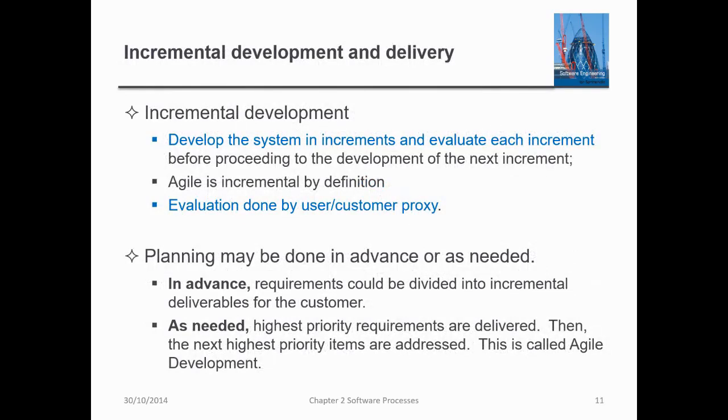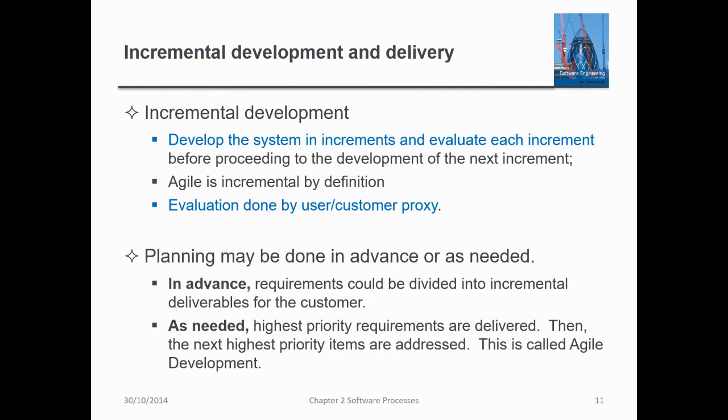Okay, so our second model that we're going to look at is our incremental development and delivery model. In this model, you develop the system in increments, and each increment gets evaluated before we proceed to the next increment. By definition, following the Agile values is incremental delivery. And that evaluation is not done by your team testing, but by the customer themselves.